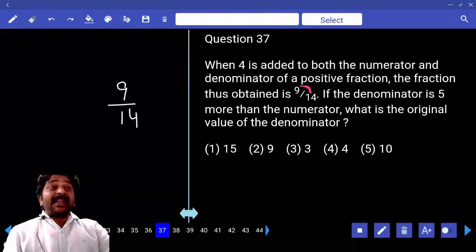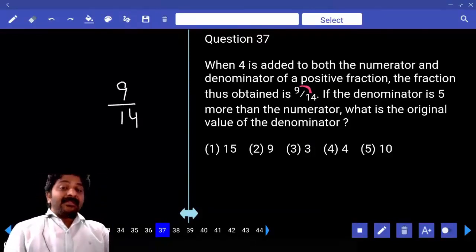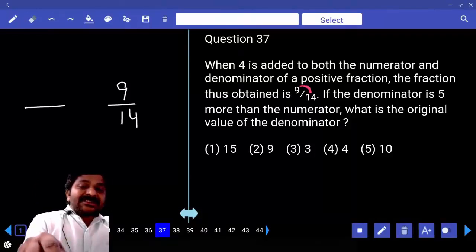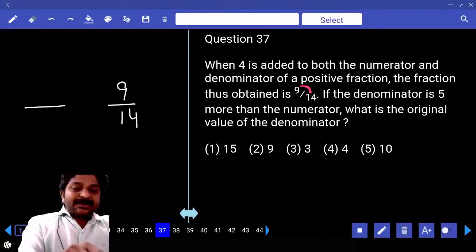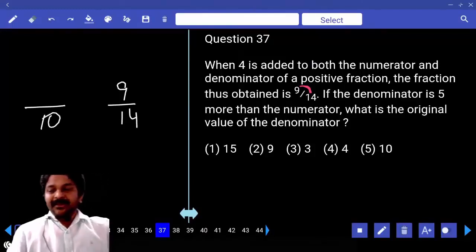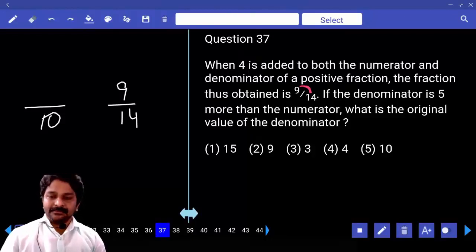Is that after adding 4 to both numerator and denominator, or before adding? Before adding, in the sense, you just need to subtract 4 from each of the numerator as well as the denominator. Correct? So then how much must the denominator be? 10. Final answer, fifth option. Clear?